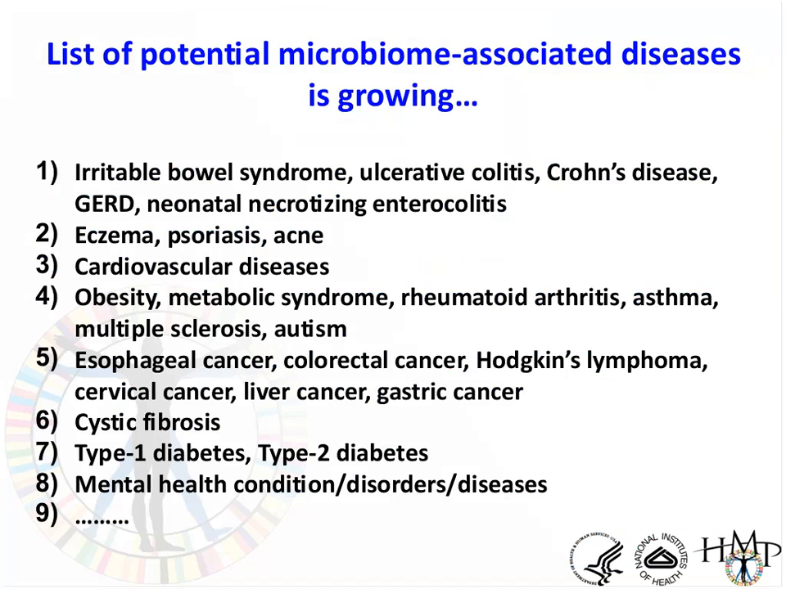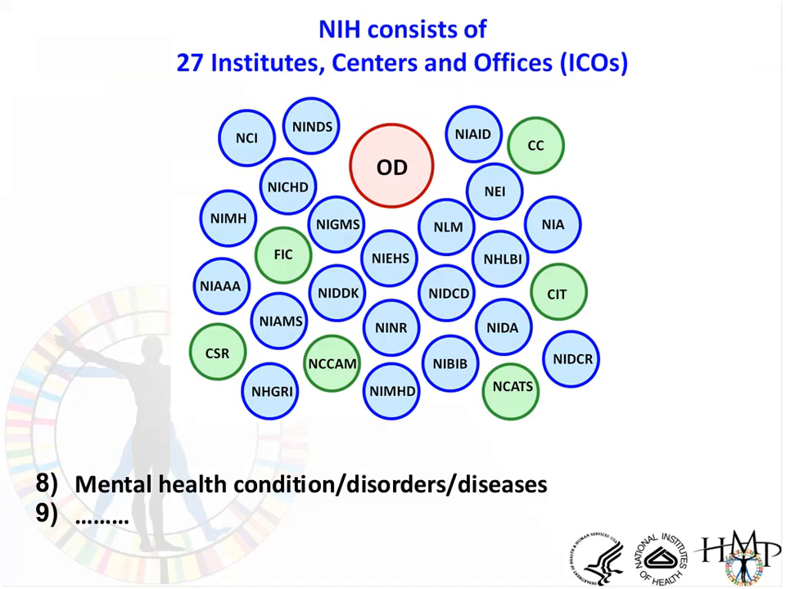And part of the reason, it's clear, is there is this list of potential microbiome-associated disease that's growing every year. Almost every part of the human body, you can see a putative role of the microbiome, putative, mind you, role of the microbiome in these diseases, everything from skin diseases to cardiovascular diseases and so on. The last set I listed is mental health conditions, disorders and diseases, so you'll see this list growing.